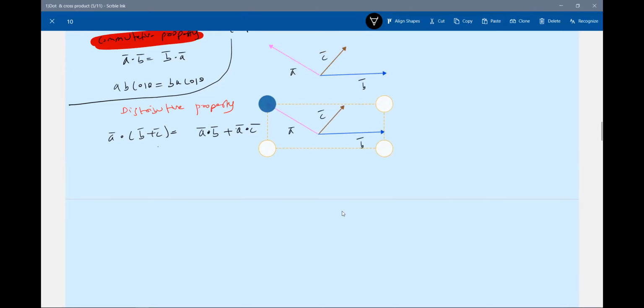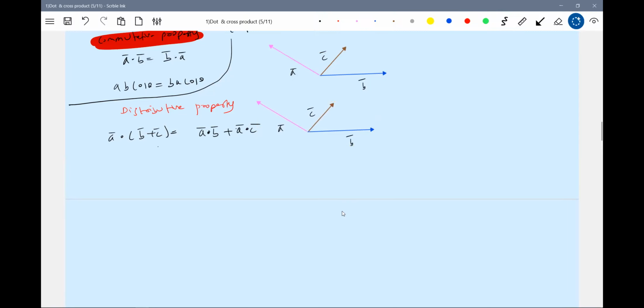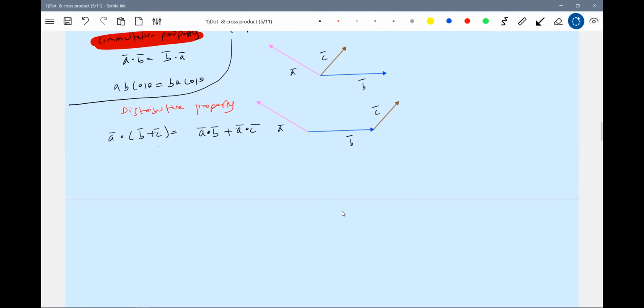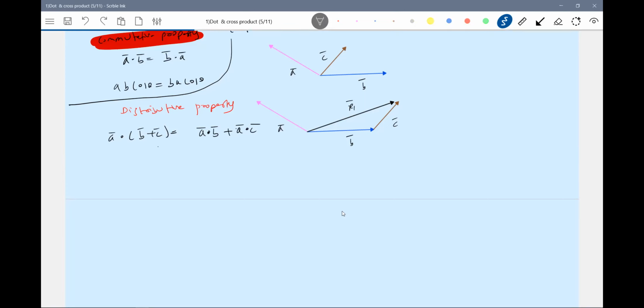Okay, here you can see now, B bar plus C bar, if I shift it, then some intermediate resultant will come. So what is this? This will be R1 bar. Now for this R1 bar, A bar dot R1 bar, I'll take the dot product. I'll get some scalar. So that scalar should be equal to the operation I'm going to do with this one.